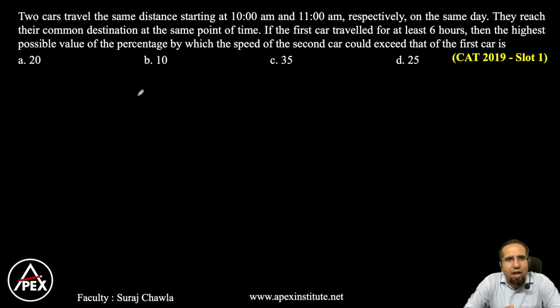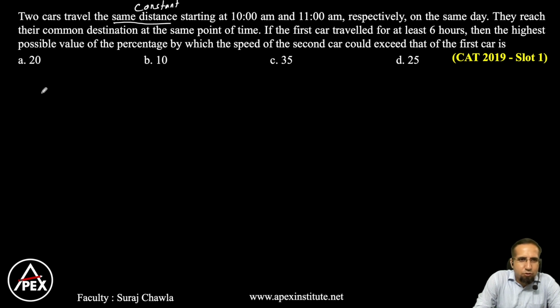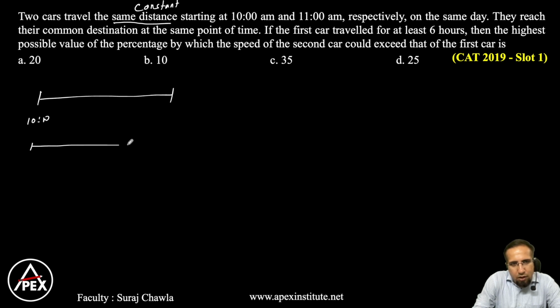Now, two cars travel the same distance. Now, that's the best part. Okay, same distance. That means distance is constant. One starting at 10 o'clock, another starting at 11 o'clock on the same day. They reach the common destination at the same point in time. Beautiful. Okay. So we have one starting at 10 o'clock. The other one is starting at 11 o'clock. Okay. But both of them are reaching at the same time.